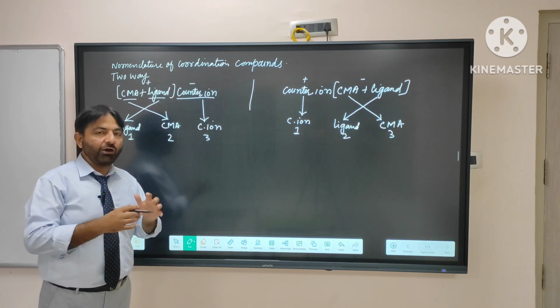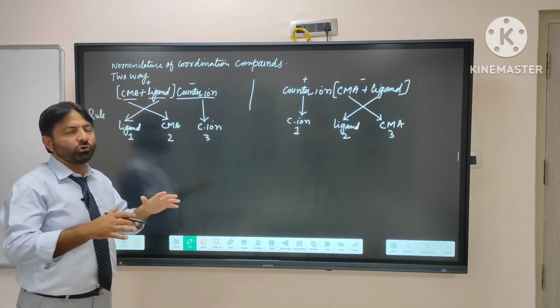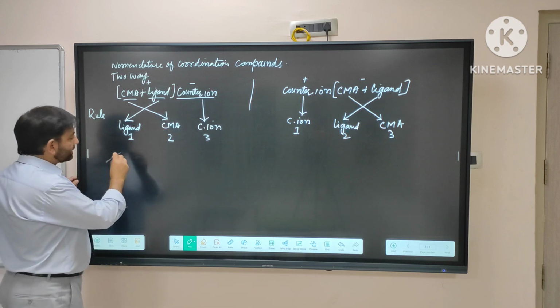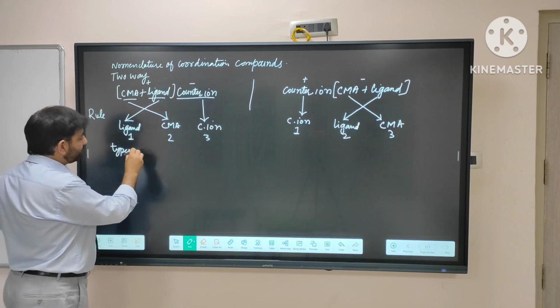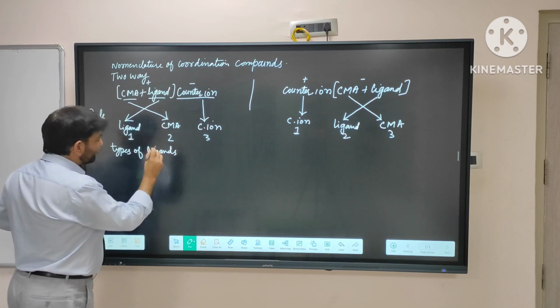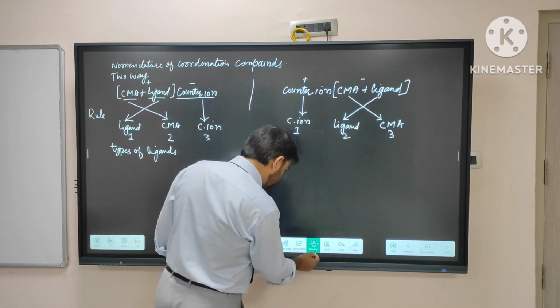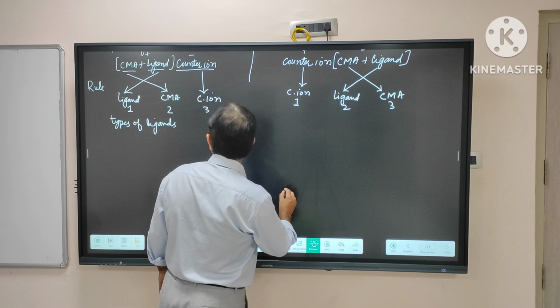When we know how to name ligands, then it is easy to name the whole coordination compound. First of all, I will write some types of ligands. I will scroll it up. So it is like this.